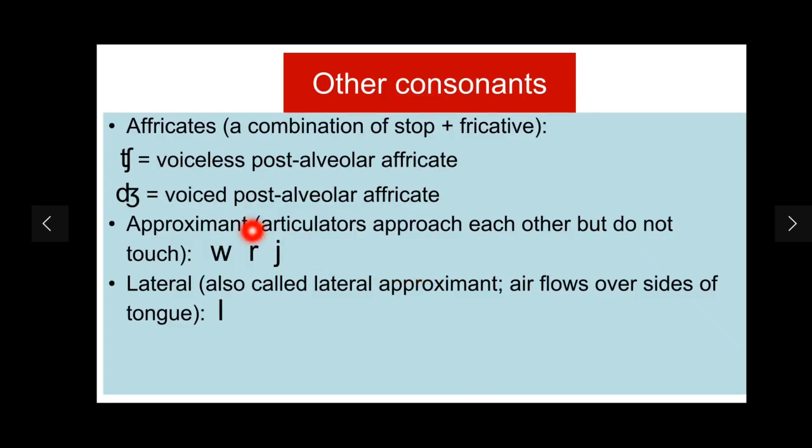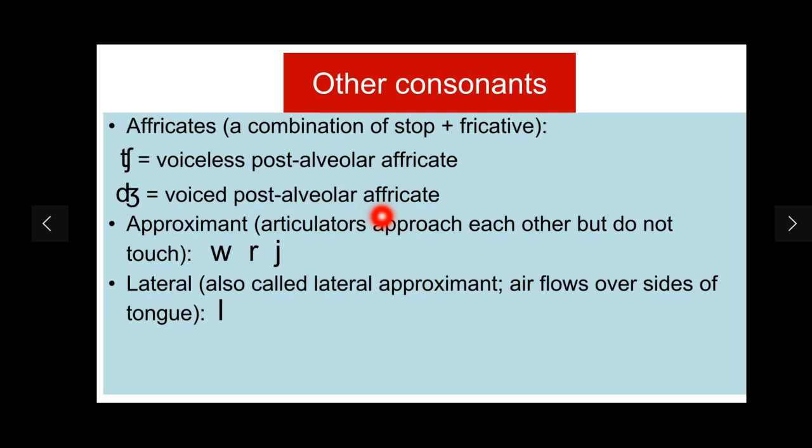We have some other consonants like affricates, a combination of stop plus fricative. When you combine stop and fricative, it becomes affricate. Like we have ch. So ch is a voiceless post alveolar affricate. Affricate would be the manner of articulation. Post alveolar would be the place of articulation. And we have j, a voiced post alveolar affricate.